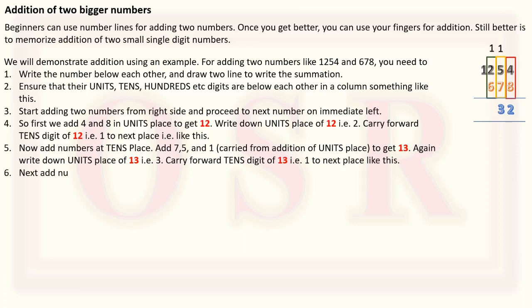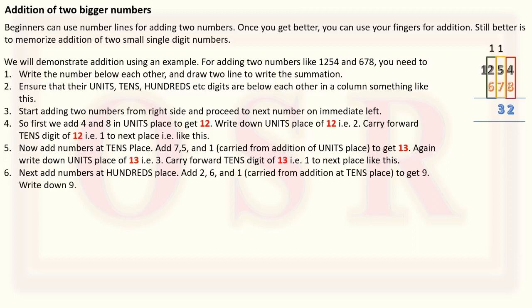Next add numbers at the hundreds place. Add 2, 6 and 1. Again 1 is carried from the addition at the tens place to get 9. Write down 9. Since there is no number at the tens place, there is no carry forward. Write like this. Only 9 you write here.